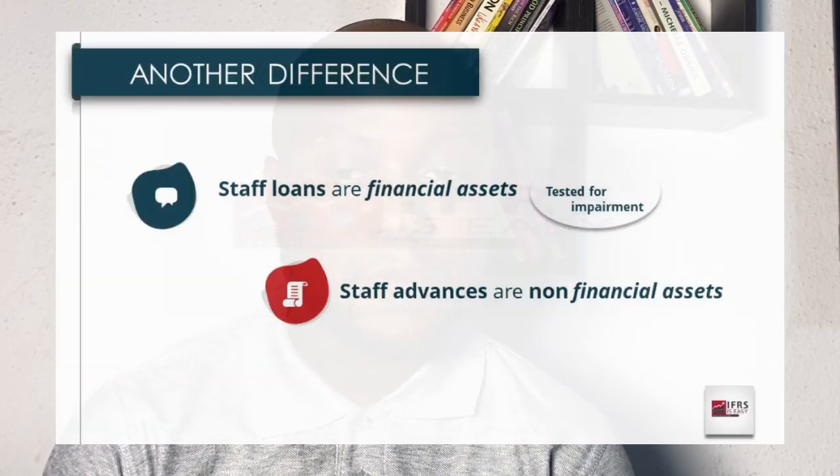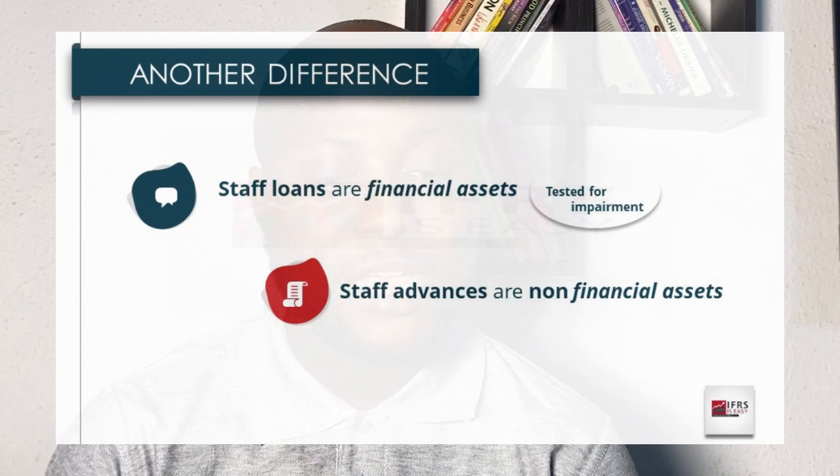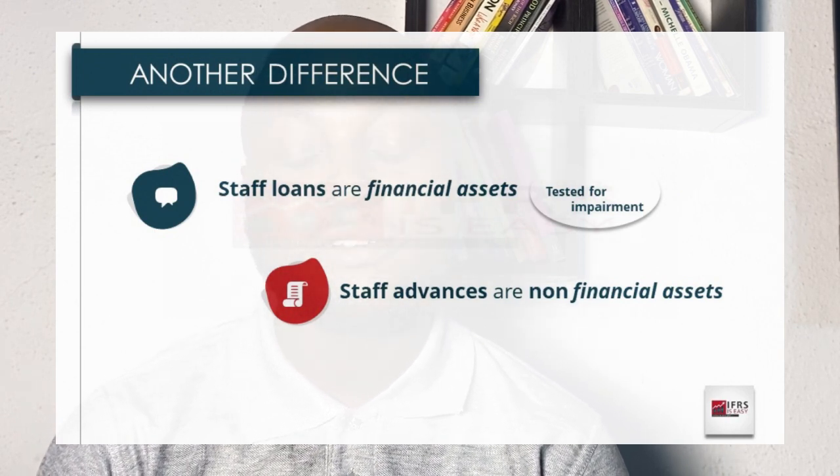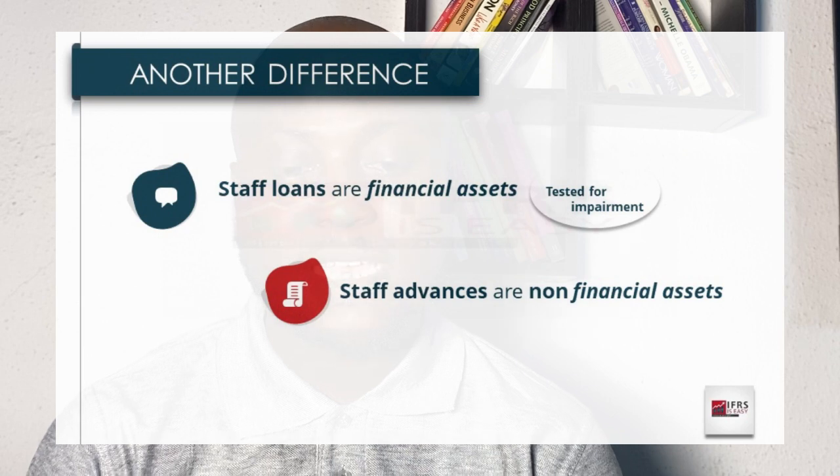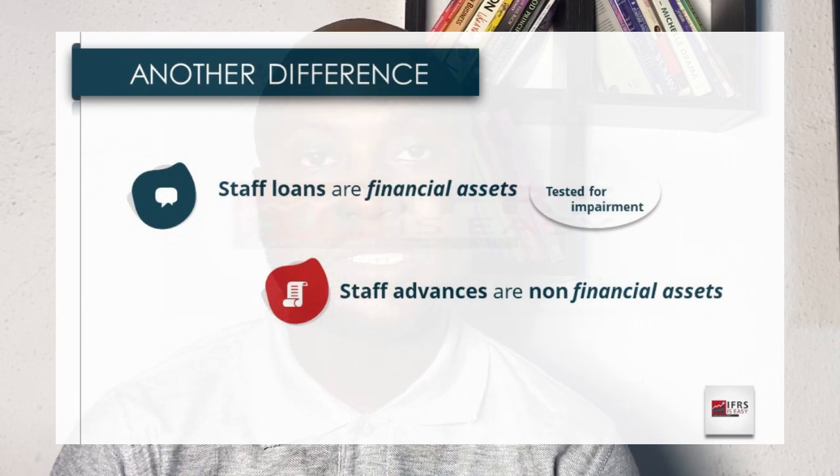So if we look at the disparity now, a staff loan is a financial asset because what you are expecting is cash, but a staff advance is a non-financial asset. Now, because the staff loan is a financial asset, it is measured at amortized cost, and because of that, you have to test for impairment. Okay, so we'll be looking at a practical scenario with respect to how to account for staff loans.